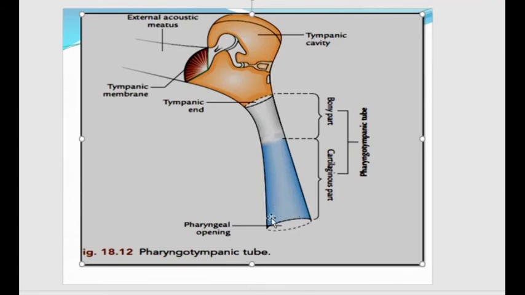These will open the Eustachian tube. But during this short period of opening, which does not exceed 0.1 second, air will come into the tympanic cavity, the middle ear cavity, and the secretions will be drained into the nasopharynx.